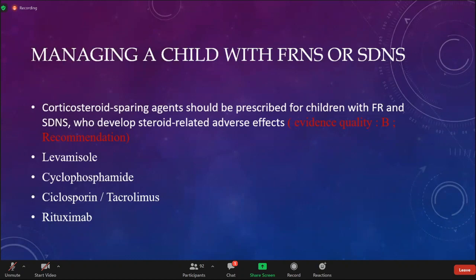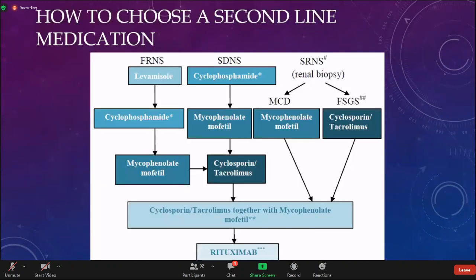When they need steroid too frequently, we need to switch to a steroid-sparing medication in view of reducing the side effects. Now, this is a simple chart. You don't need to memorize this. It is just for you to understand how we decide on second-line medications.